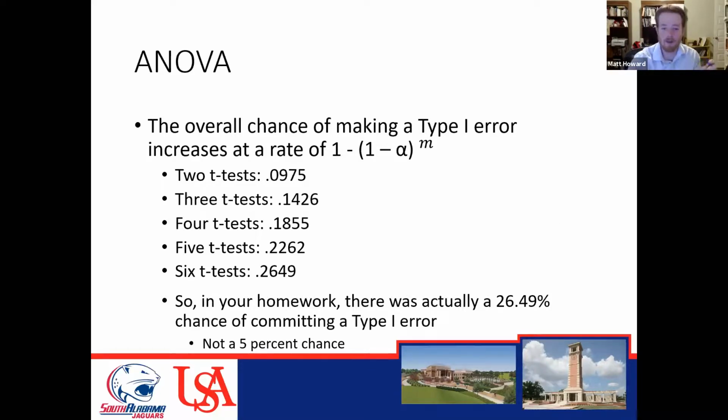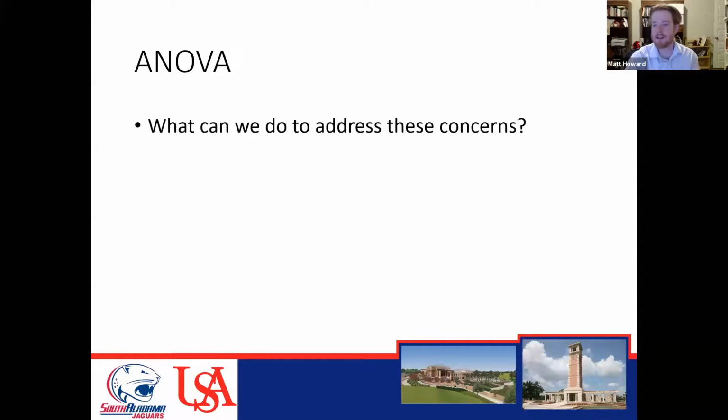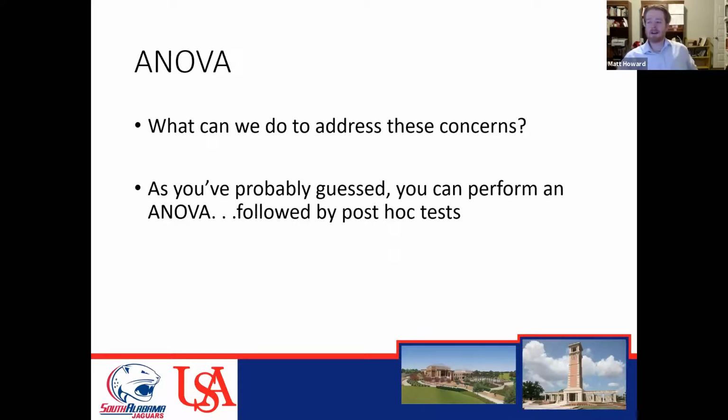And that's what we're going to do with ANOVA. We're going to think about how we can address these concerns. So as you've probably guessed, an ANOVA can help address this family-wise error rate. An ANOVA can help reduce our type 1 error rate when we're performing a lot of different analyses, or when we think we would otherwise have to perform a lot of different analyses, because an ANOVA is just one analysis.